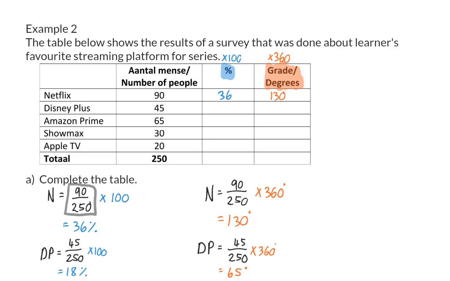Next up, if we have a look at Disney Plus, the fraction is 45 out of the 250, so that means the percentage will work out to 18%, and rounded to the nearest integer again, the degrees will be 65. These same steps can be repeated for Amazon Prime, Showmax, and Apple TV. When adding up to get the total, you will see that the percentage is 100, but the degrees work out to be 361. The reason for this is that I've rounded some of the values to the nearest integer. This small rounding, however, will not affect how your pie chart looks.